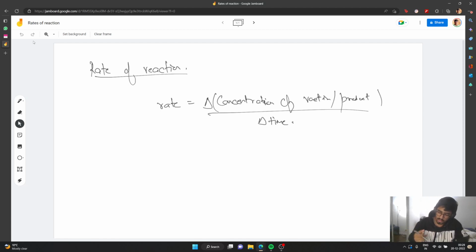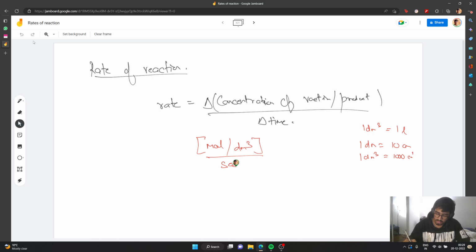First of all, the units will be moles per dm cube, which is the unit of concentration. Remember 1 dm cube is 1 liter. We had discussed that, and 1 dm is 10 cm, so 1 dm cube is 1000 cm cube. You need to remember this in your head. Anyway, this is the unit of concentration divided by seconds, so the whole unit will be moles per dm cube per second. Just to know what the units are.